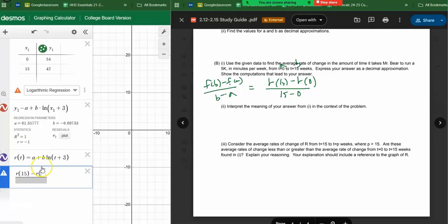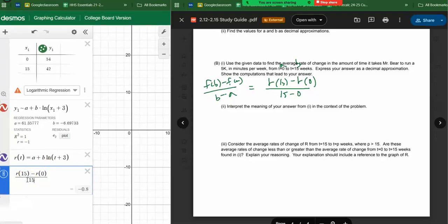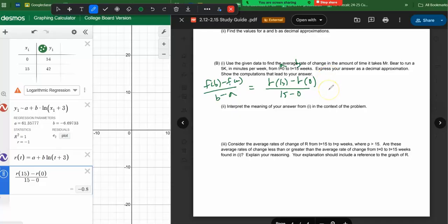Be careful with all the capitals and lowercase. And are you using input as x or t? It all has to be consistent. So I got that written down. According to my Desmos, I got negative 0.8, excuse me, I can't even talk. There we go.